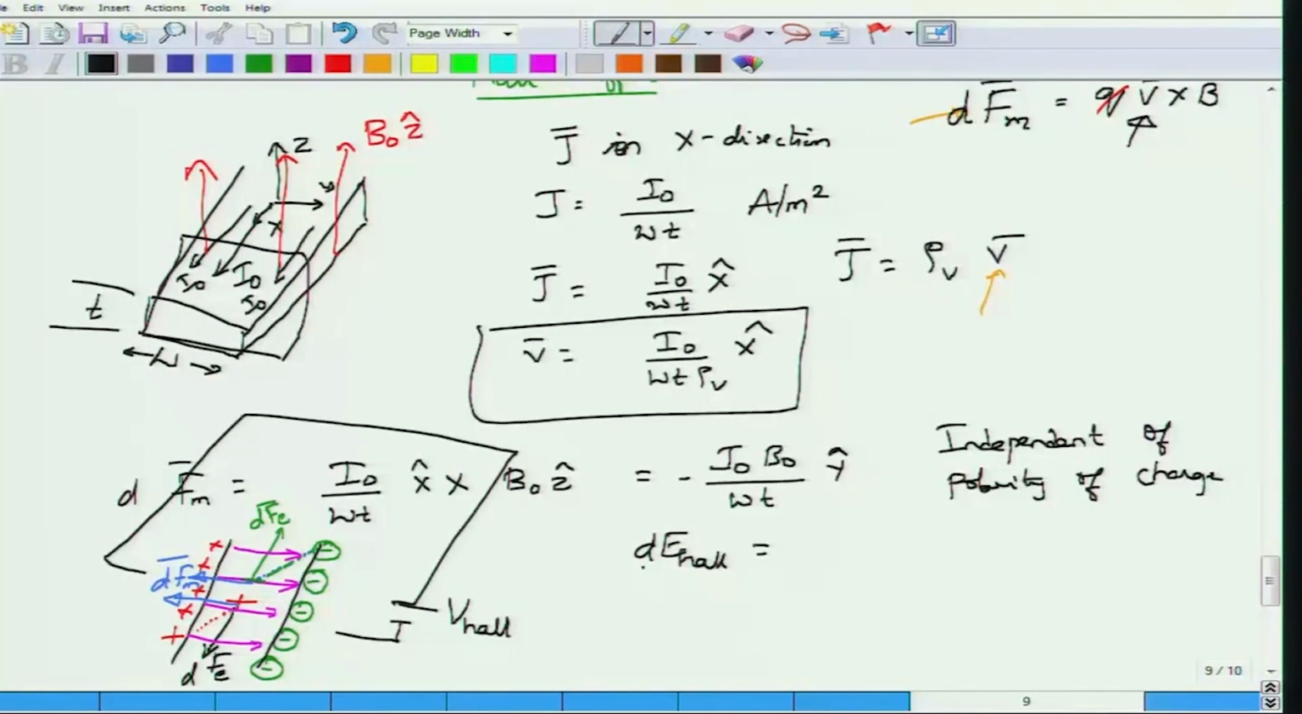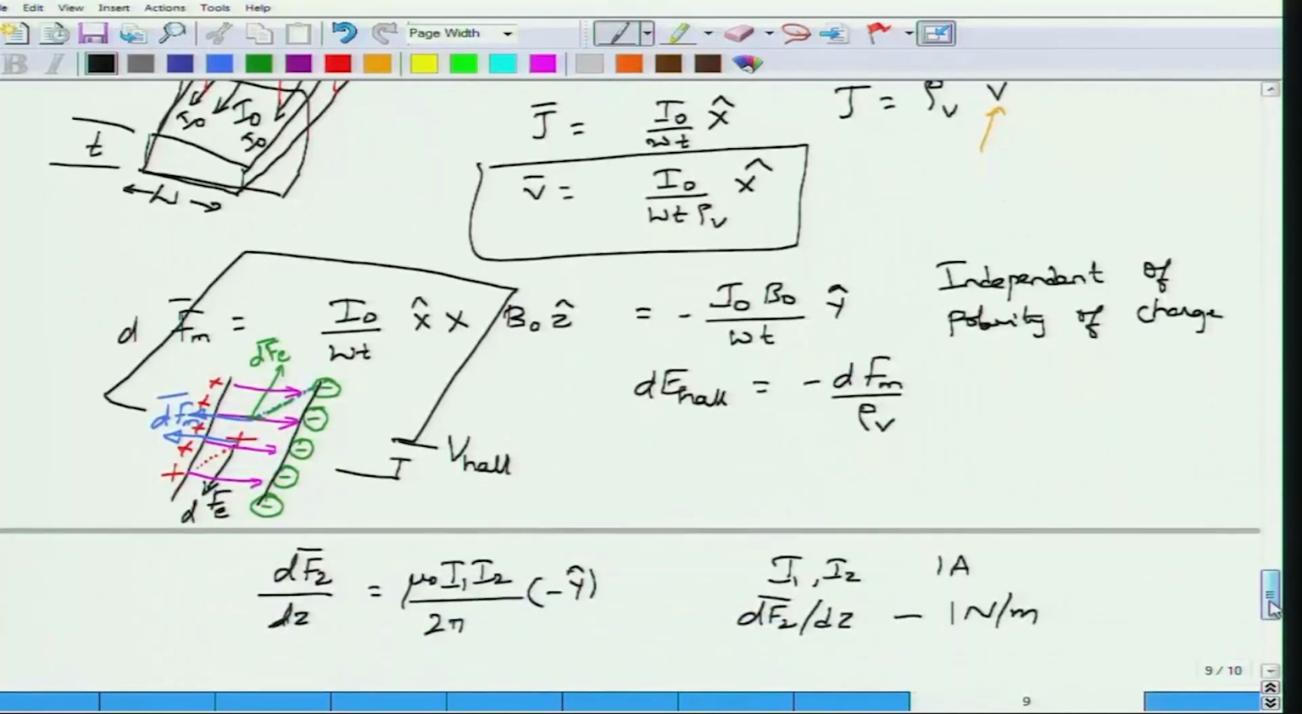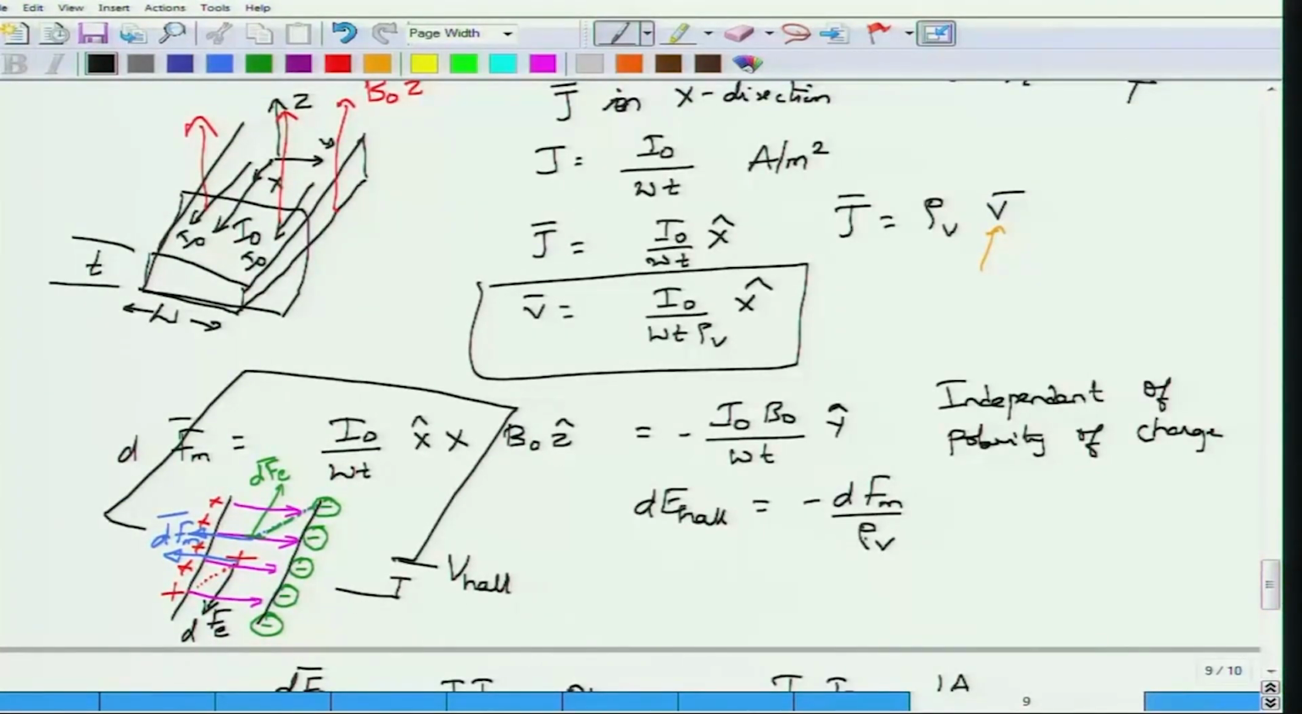The electric field is force per charge, so this would be minus dFm divided by rho v, correct. dFm is the magnetic force, and the minus sign is there because the electric field, because of the Hall effect, has to oppose the magnetic force. If you substitute the expression for dFm and simplify, you get the electric field as I0 B0 divided by rho v W t, times y hat. This is correct because the electric field is directed from the positive to negative charges. I am getting the Hall electric field directed along the positive y axis, and this is alright.